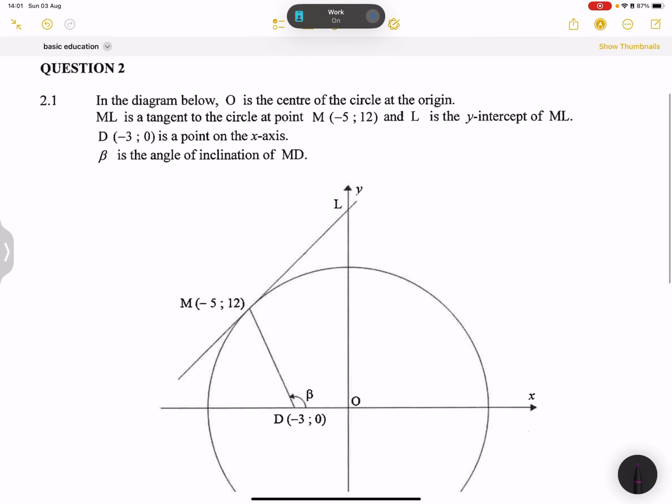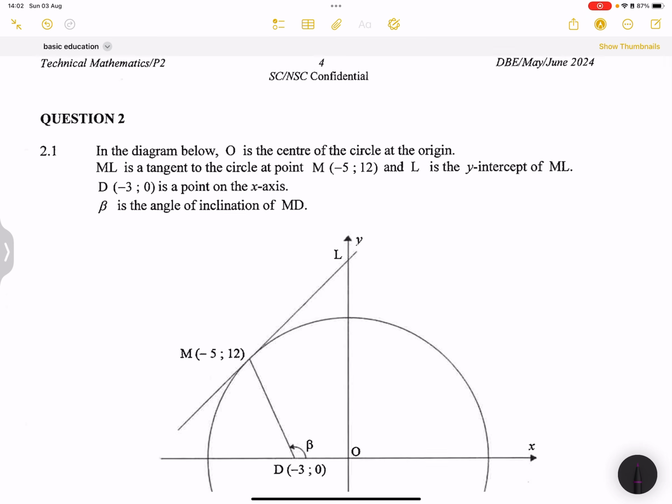And once again, we're back together. So we're looking at question 2 from that Technical Maths Paper 2, May/June 2024.